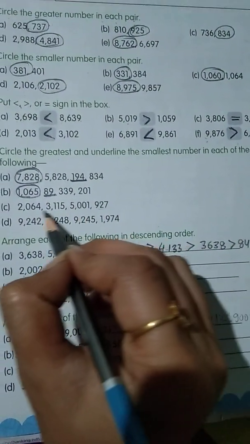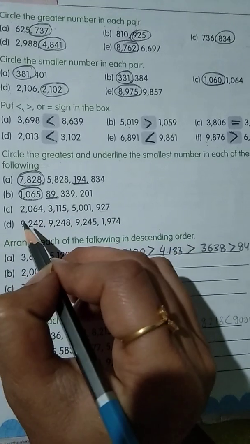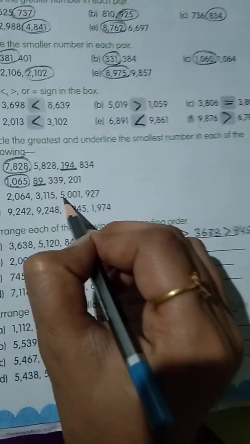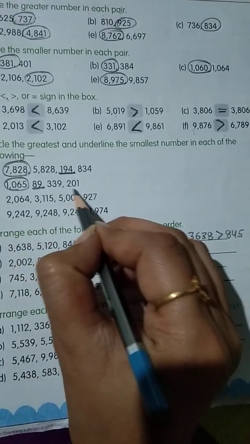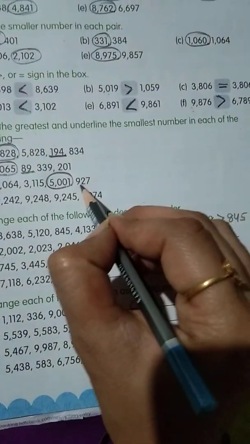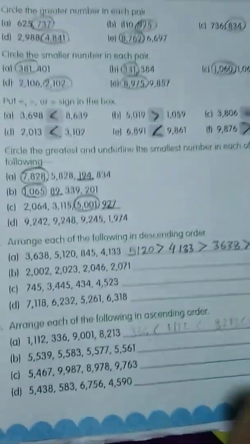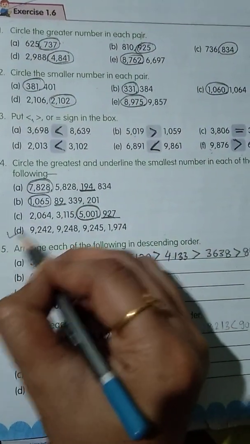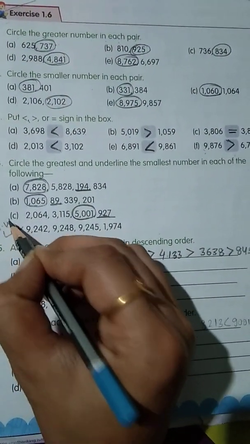Tell me the greatest one. Here are 2000, here are 3000, here are 5000. So now 5000 is the greatest one. Yes. And this one is the smallest one, so underline it. So my dear students, this one is your work.